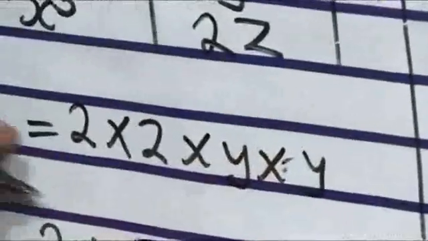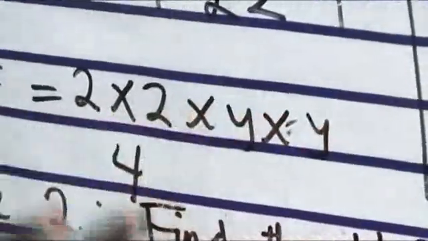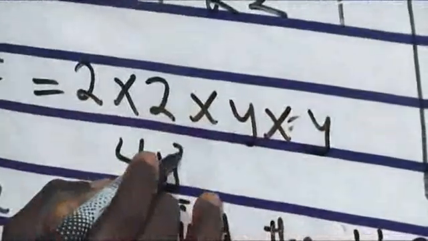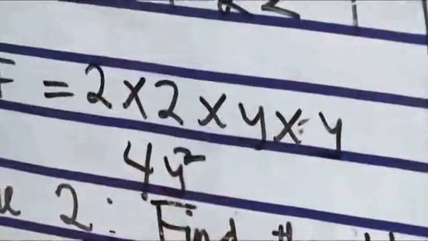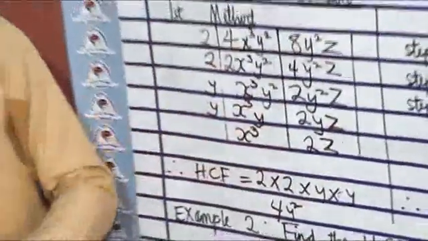Which means 2 times 2 is what? That should be 4. Then y times y, that should be y squared. Okay, is that clear now? Very clear. That's good. Now, that's for the first method. Then let's check the second method here.